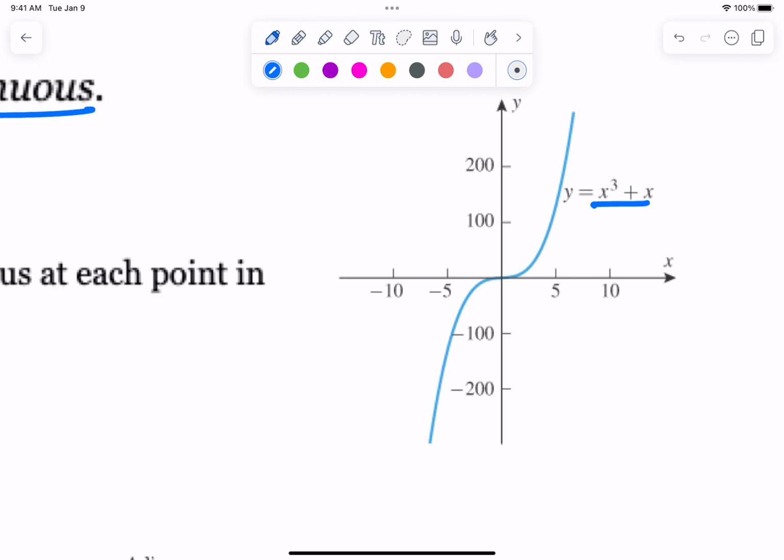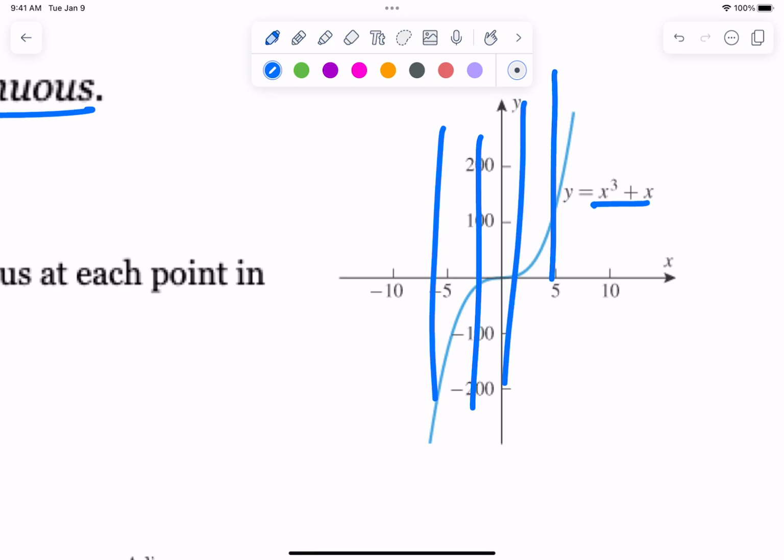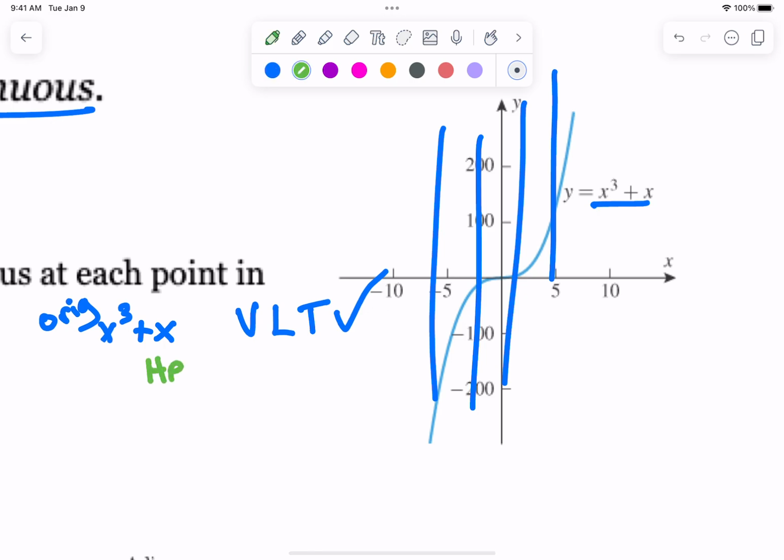So x cubed plus x, that's the graph of this function. We know that it's an x cubed function, okay? If I do what's called the vertical line test, that tells me that it is a function. Now, have we done the horizontal line test ever before? Yeah. So my function, x cubed plus x, is the original. The vertical line test, VLT, check. That means yes, it is a function.